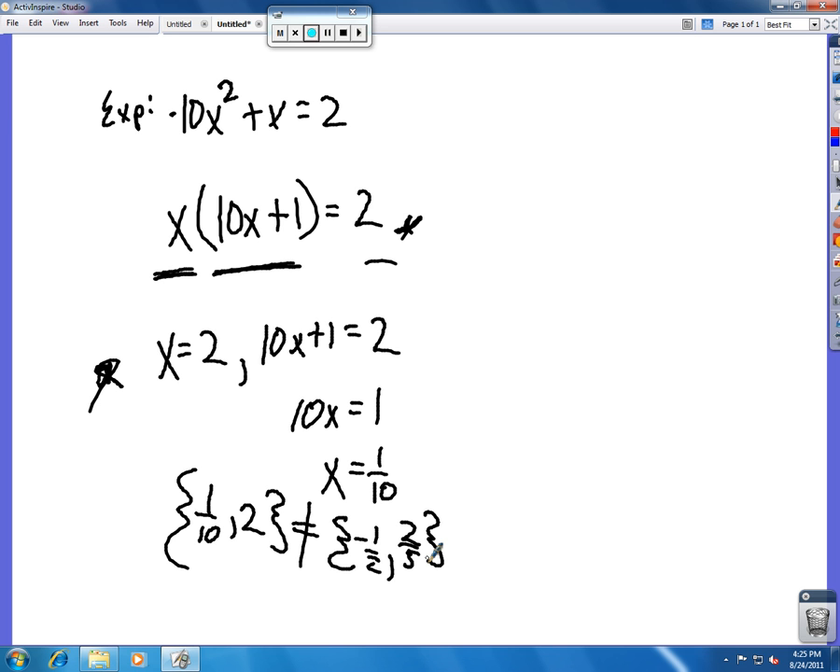So as you can see here, this is the incorrect method, where you did not bring everything over to the left-hand side where the equation is equal to 0. I figured it'd be good for you guys to actually see it being done incorrectly.